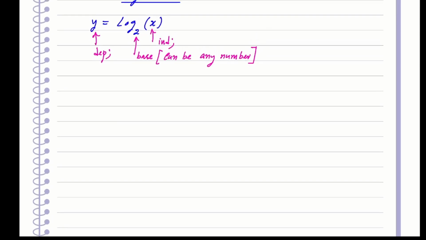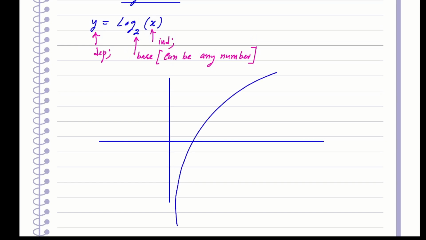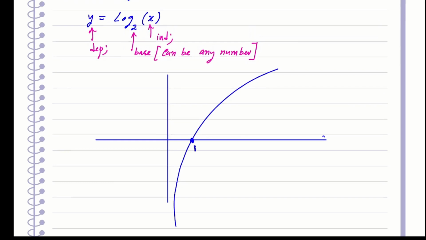Now, if you plot a log function, it looks like this. It's 1 here. So this is x versus y. This function is y is equal to log₂x. So this tells you that this coordinate is (1, 0). The y coordinate is 0.